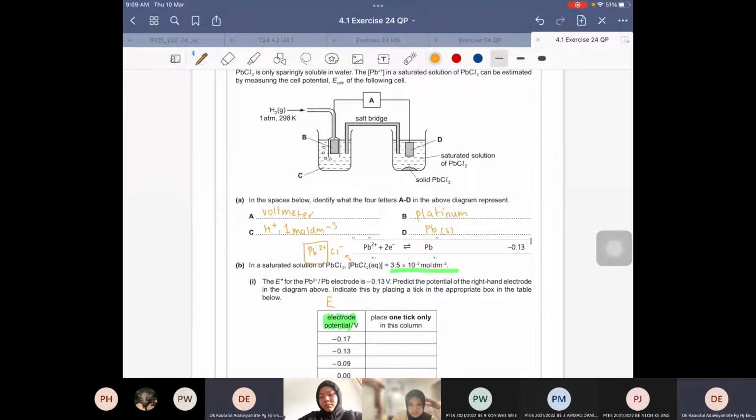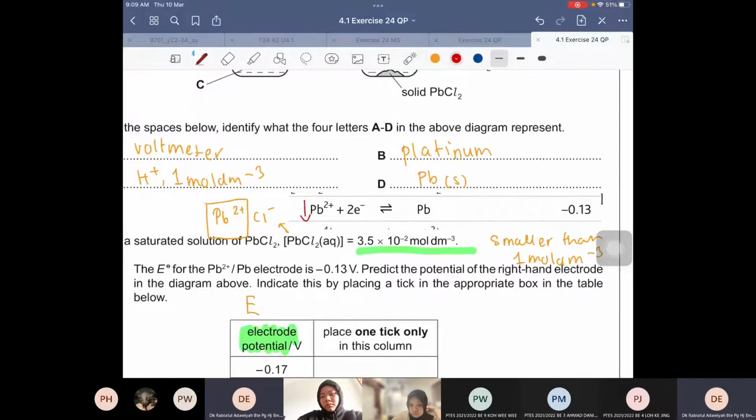The concentration of your Pb2 plus is now 3.5 times 10 to the power of minus 2, which is smaller than 1 mole per dm cube. So that means the effect is decreasing. The effect is the same as decreasing the concentration of Pb2 plus. Le Chatelier's principle said that if you decrease the concentration of Pb2 plus, the system will try to increase it by favoring the reverse reaction and to produce more Pb2 plus.